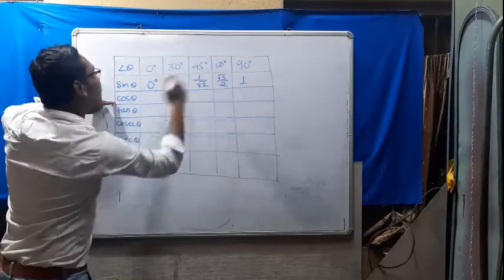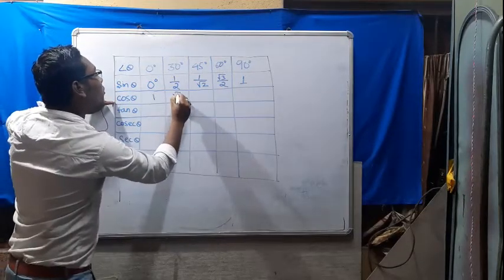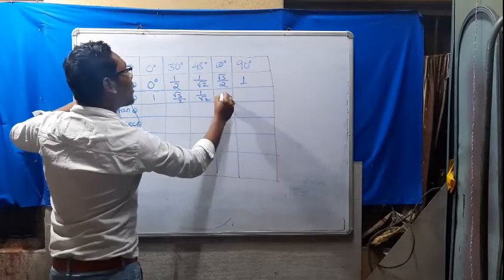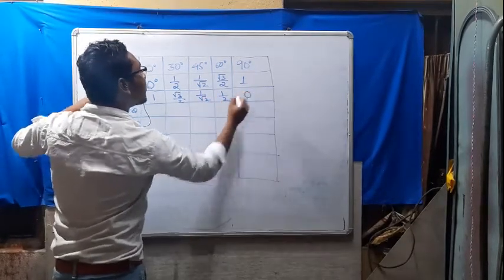So sin theta, I wrote the values. For cos theta, I will reverse it: 1, root 3 by 2, 1 by root 2, 1 by 2, and then 0.